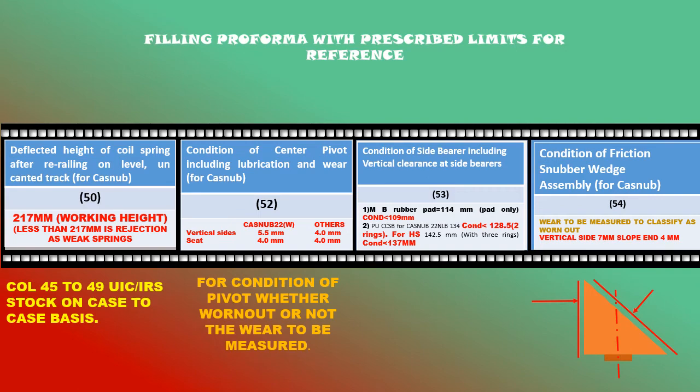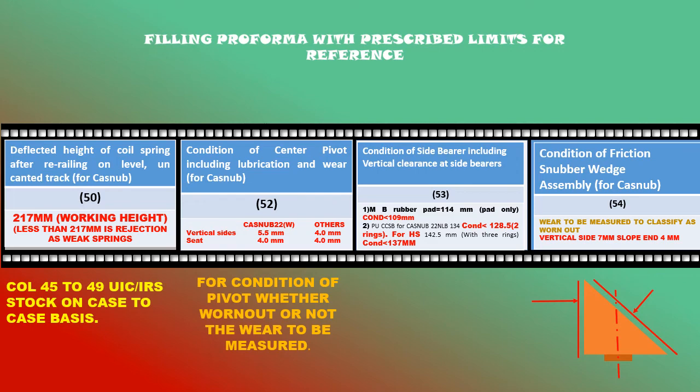CASNUB 22 NLB bogies we have ring type, and over that there is a cup. So the height of two rings in case of 22 NLB is 134, and it is condemned at less than 128.5, and for 3 rings, that is for HS, it's 142.5 mm, and the condemnation limit is if it goes below 137 millimeter.